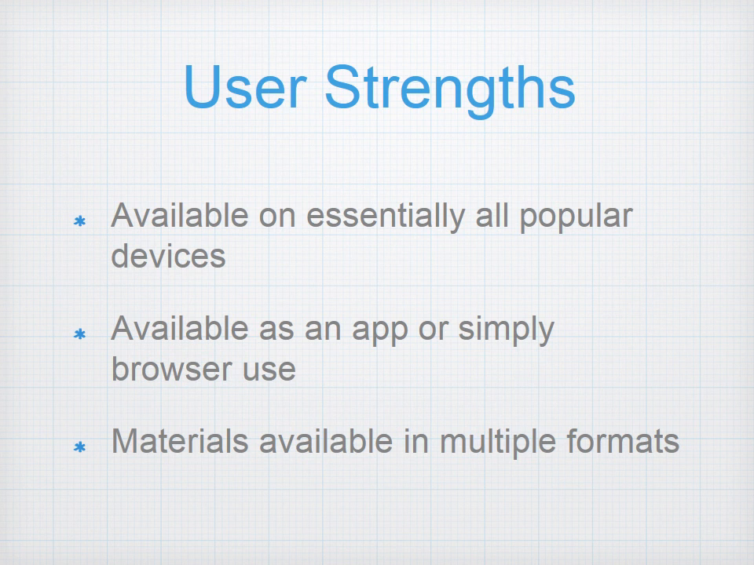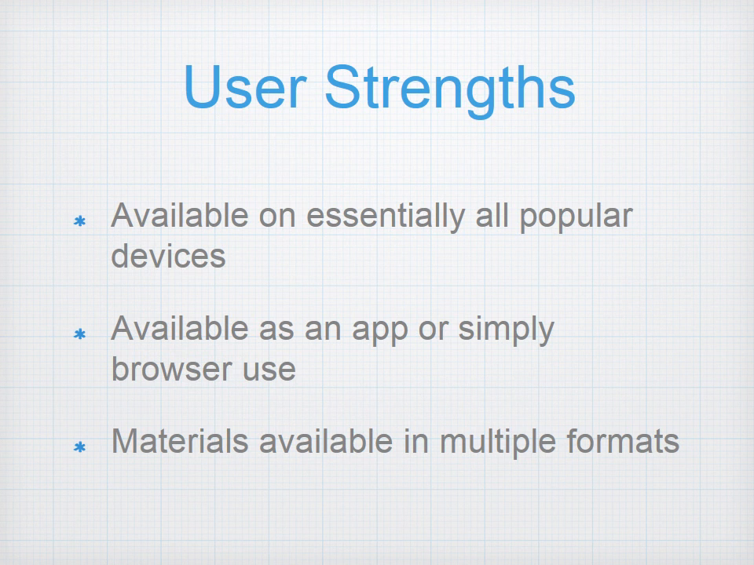It is also available in multiple forms. Overdrive can be downloaded and used as an app. It can be used as an online browser and as desktop software. The materials offered through Overdrive also come in a variety of formats. Ebooks are available in Kindle, EPUB, and PDF, while audiobooks are available in MP3 and WMA formats.